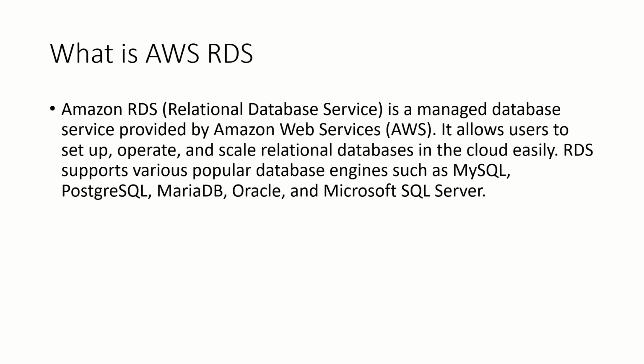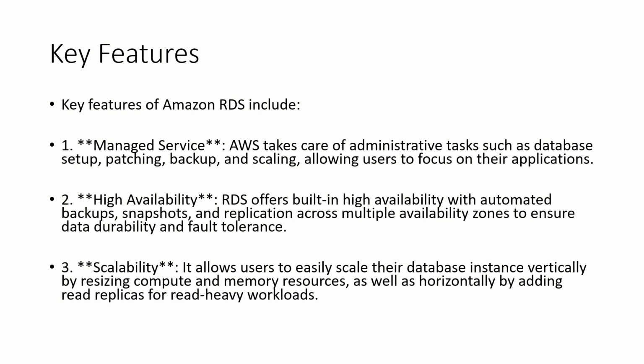Okay, so this is what AWS RDS is. It is nothing but a relational database service provided by AWS. Now let me go to the next slide and discuss the key features of RDS. So the key features of Amazon RDS include, first of all, managed service. AWS takes care of administrative tasks such as database setup, patching, backup, and scaling, allowing users to focus on their application. So it manages services like setup, patching, backup, and scaling.